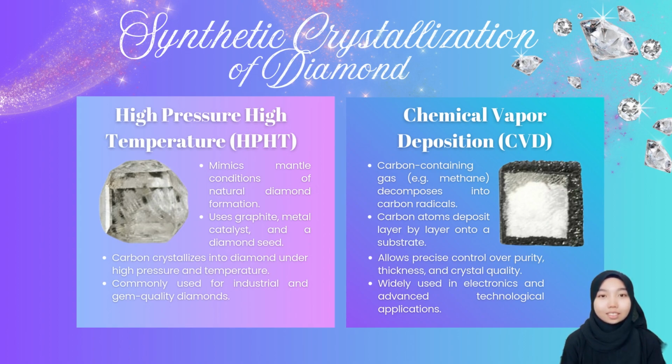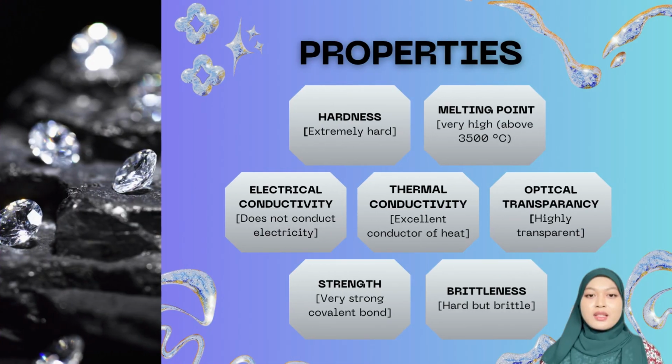The second method is chemical vapor deposition, CVD. In this process, a carbon-containing gas, such as methane, decomposes into carbon radicals. These carbon atoms then deposit layer by layer onto a substrate. This method allows precise control over purity, thickness, and crystal quality, and it is widely used in electronics and advanced technological applications. On this slide, it shows the properties of diamond.